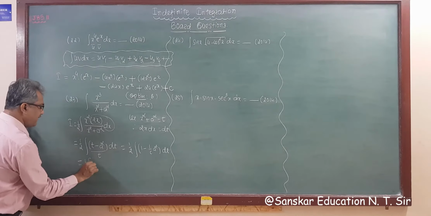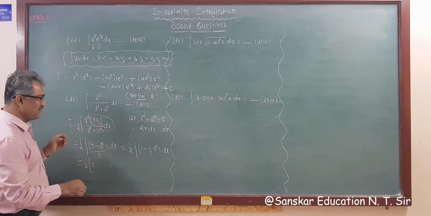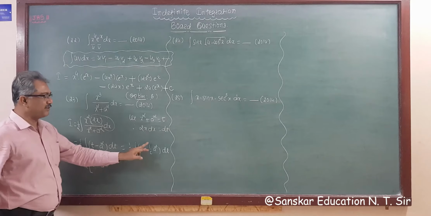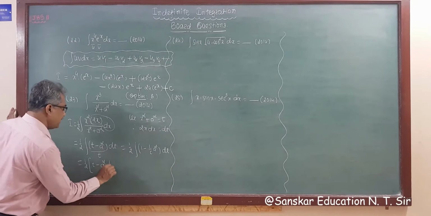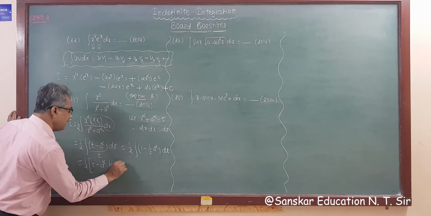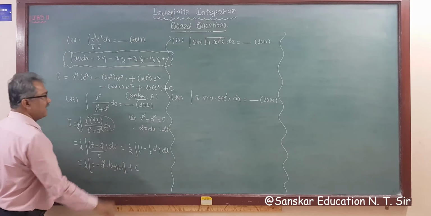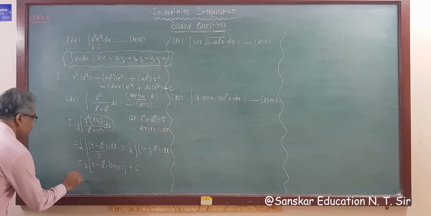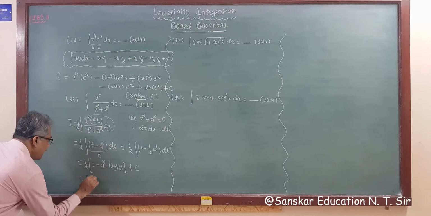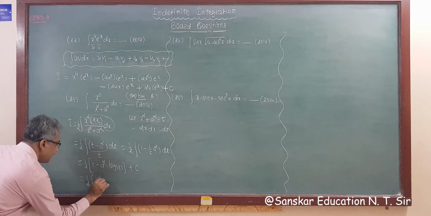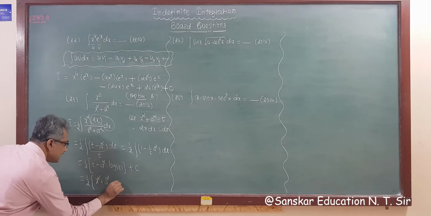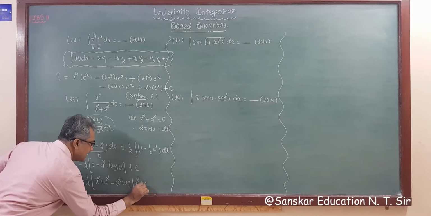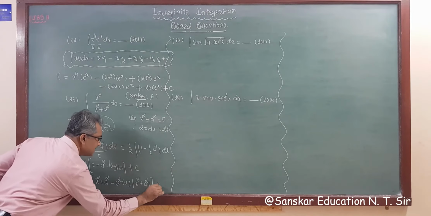Derivative of 1 is t, integration of 1 is t, minus a square is constant, and integration of 1 upon t is log mod t. So log mod t plus c. Now substituting the value of t, what we get? x square plus a square. So the answer will be half x square plus a square minus a square into log mod x square plus a square plus c.